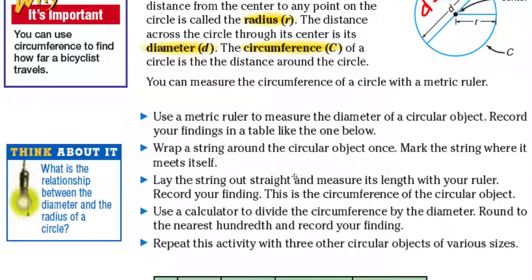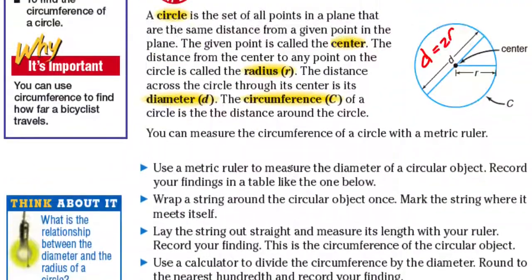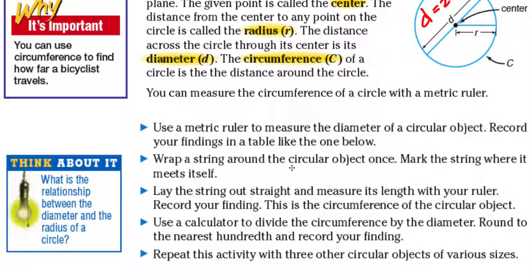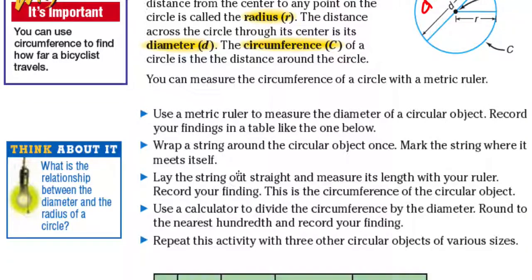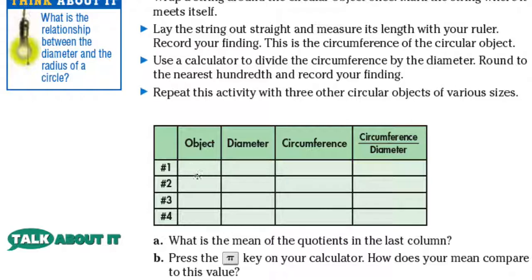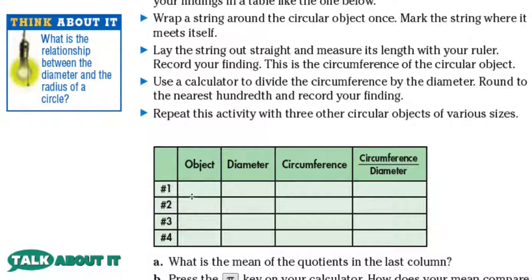This is an activity you can do on your own. Pause this and probably find 4 circular objects in your house, and do this. This is very interesting. Use a metric ruler to measure the diameter of a circular object. If you don't have a metric ruler, use a string and a tape measure that your dad has. Record your findings in a table like the one below. Create a table, find an object, and it's up to you.